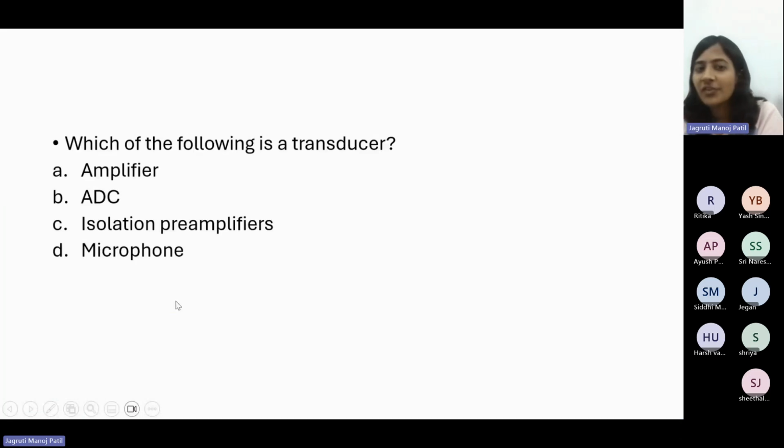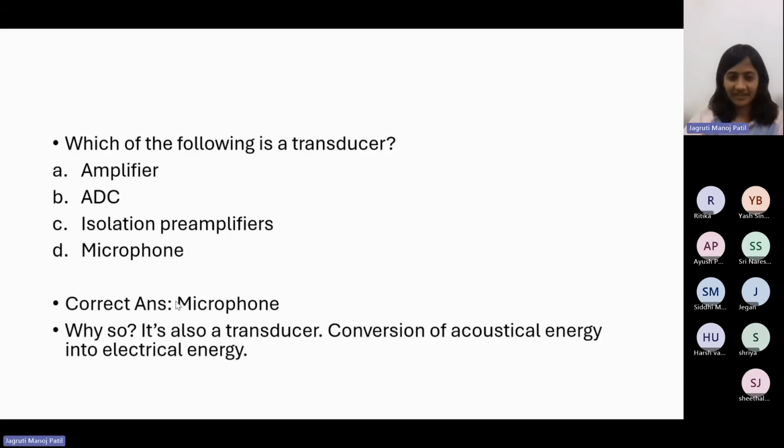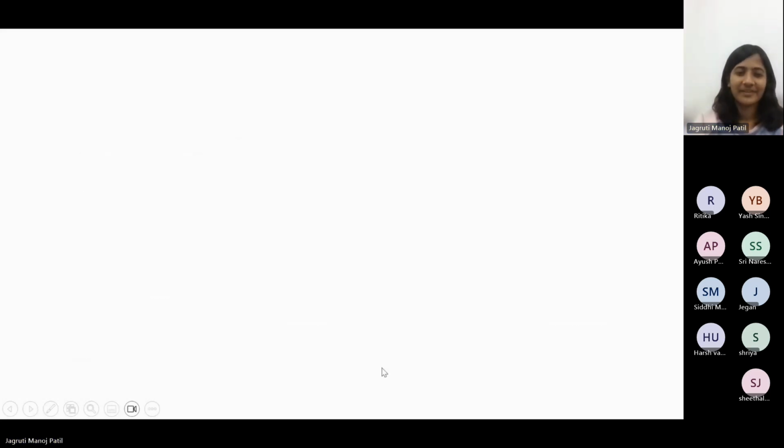First question, which of the following is a transducer? Microphone. Yeah, that's true. Why a microphone? You can just say what a transducer is and what it converts, which signal to which signal. It's converting a voice signal into electrical. Yeah, so that's more of an acoustic signal, which it converts into electrical energy.